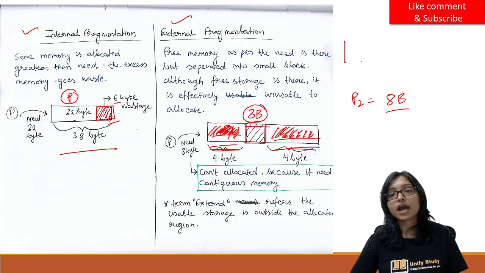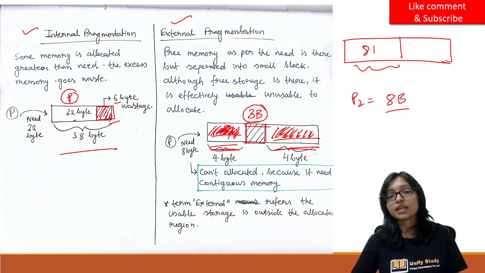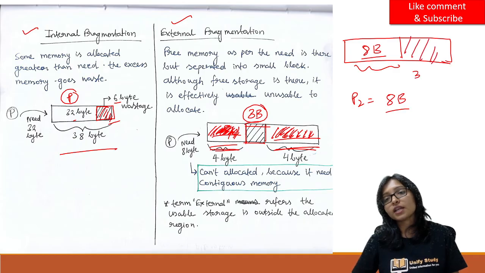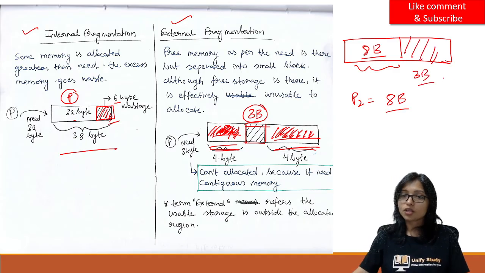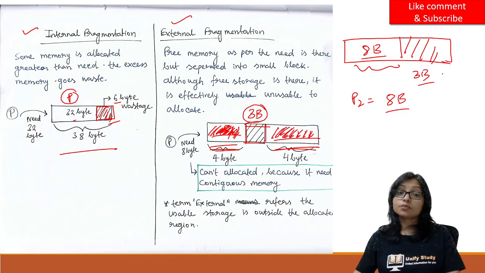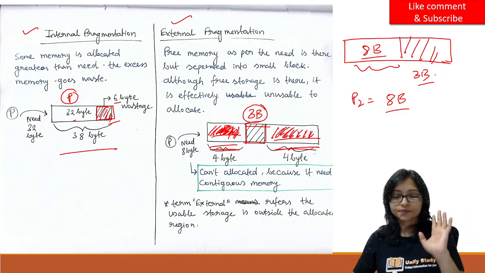It can be overcome using compaction. Compaction will take all the free places together, so it will free the 8 KB here, and after that it will allocate this 3 byte process here. This is possible through compaction.